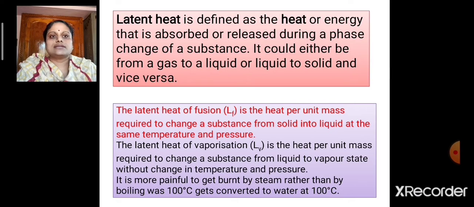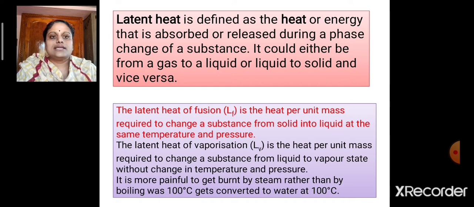Latent heat is defined as the heat that is absorbed or released during a phase change. That is, if the substance changes from solid to liquid or liquid to gas, the heat absorbed can be called latent heat. Latent heat is given by the notation L.